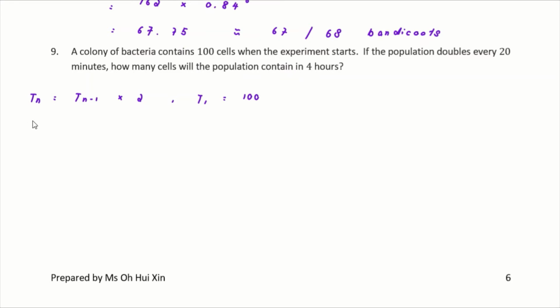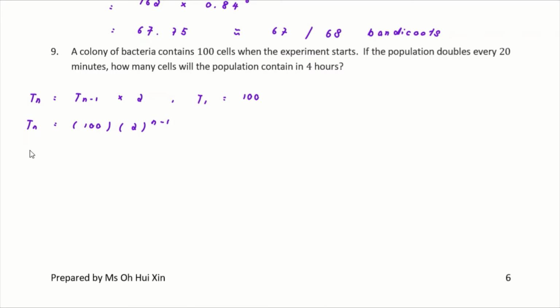Let's write down our n-th term first. So Tn is equal to A, in this case 100, times R, which is 2, to the power of n minus 1. The question wants to find out what the population is in 4 hours. In other words, after 4 hours, how many cells do you have now? When you have 20 minutes for one cycle, after 20 minutes it doubles, after another 20 minutes it doubles again. So in 4 hours, how many 20 minutes do you have?